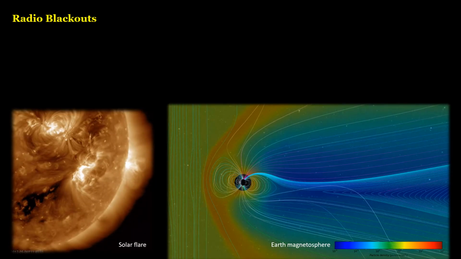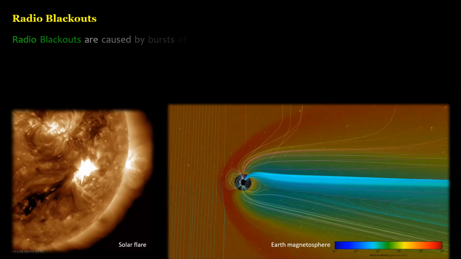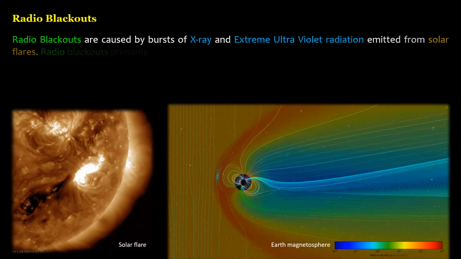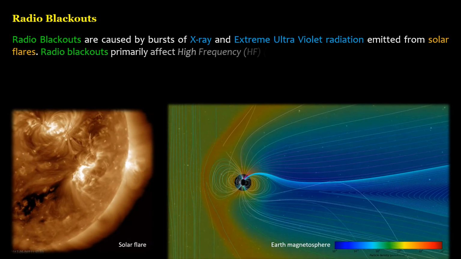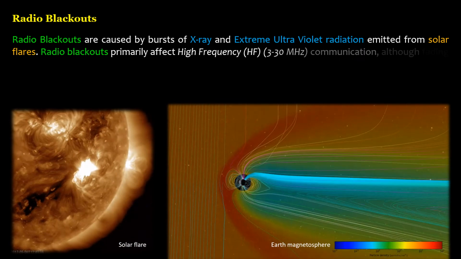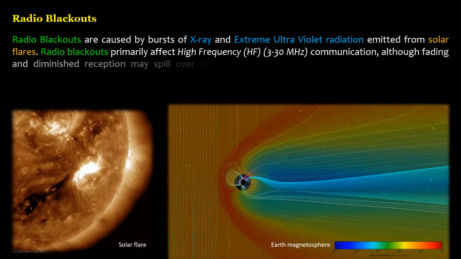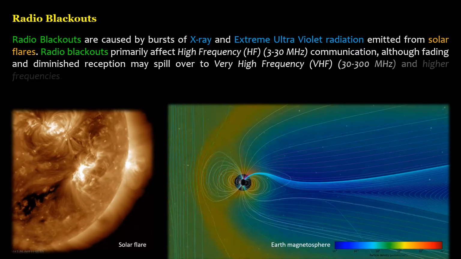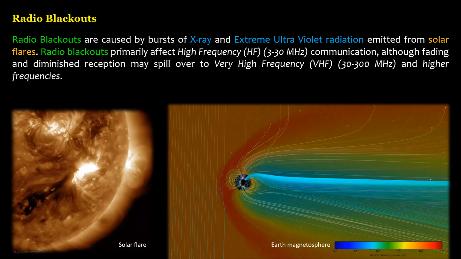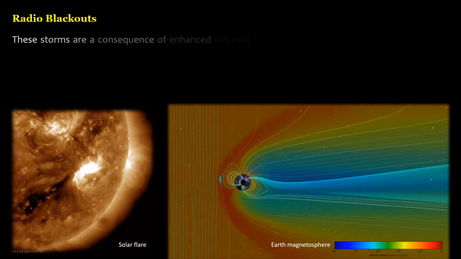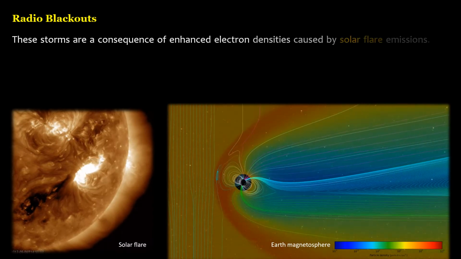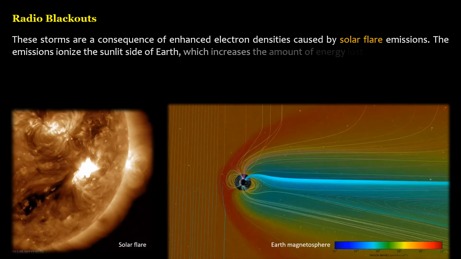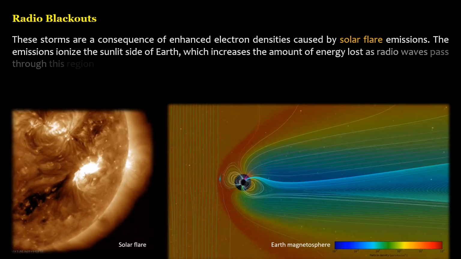Radio blackouts. Radio blackouts are caused by bursts of X-ray and extreme ultraviolet radiation emitted from solar flares. Radio blackouts primarily affect high-frequency, HF, 3 to 30 MHz, communication, although fading and diminished reception may spill over to very high frequency, VHF, 30 to 300 MHz, and higher frequencies. These storms are a consequence of enhanced electron densities caused by solar flare emissions. The emissions ionize the sunlit side of Earth, which increases the amount of energy lost as radio waves pass through this region.